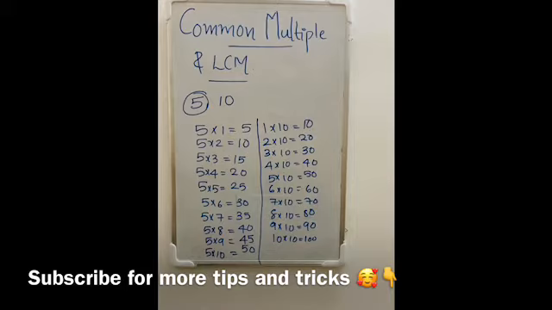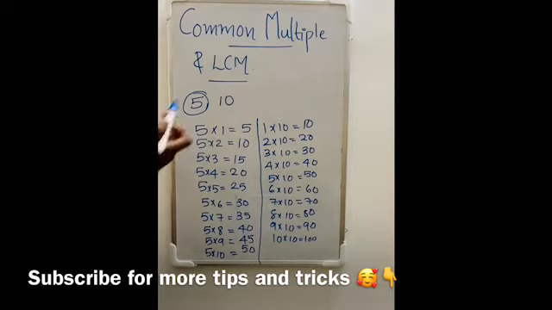Then only you can find the common multiple and the LCM, even HCF also. So the basic thing is please learn the multiplication table by heart. So these are the first 10 multiples of 10 and first 10 multiples of 5, right?